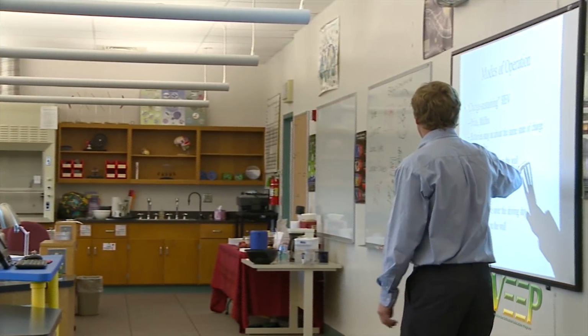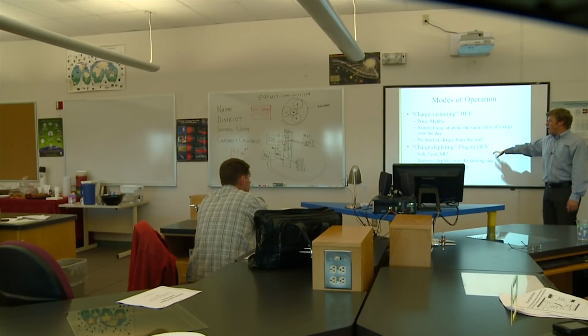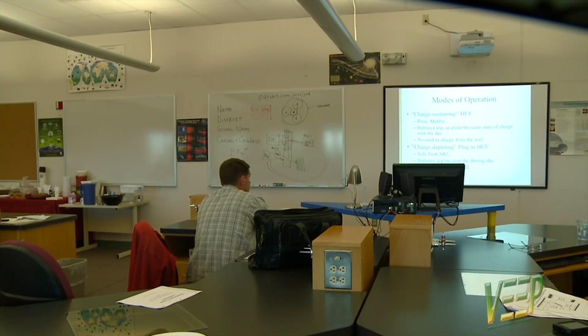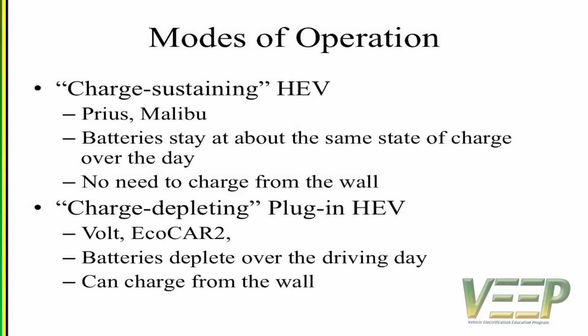So basically, there's no need to charge from the wall. The second mode is a charge-depleting plug-in hybrid, for instance the Volt or the Eco Car 2 that we're designing, where the batteries will deplete over the course of a day, and it can charge from the wall. So let's draw a visualization of what this might look like.